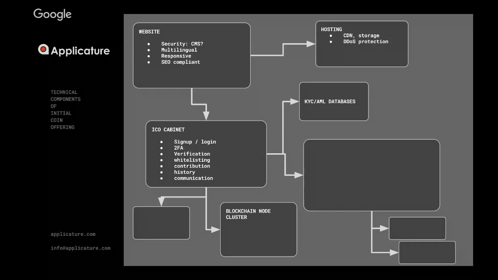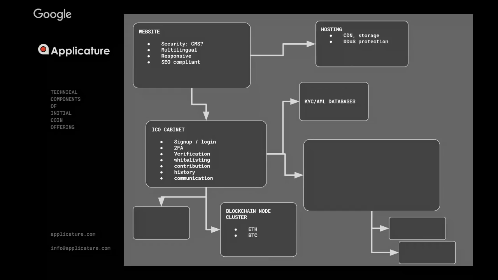ICO cabinet is connected with a blockchain node cluster. We run the cluster on our own infrastructure, Ethereum, which is basically for pulling all the statistics without having to rely on external APIs, such as Etherscan or any other.